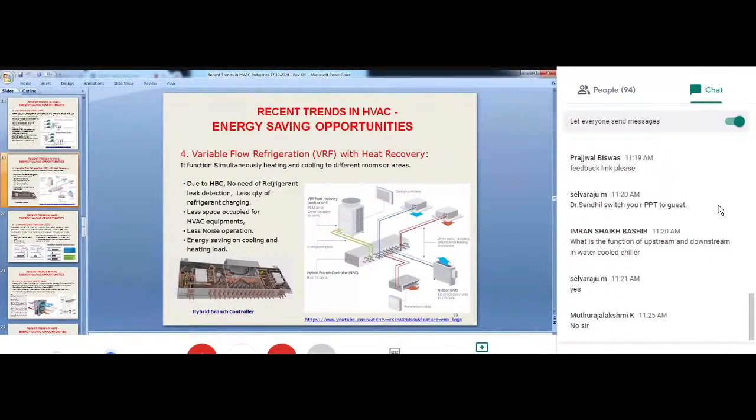In this VRF, variable flow refrigeration system, if you take, for example, a split air conditioning system in your home, you have an indoor unit which is inside the room, and an outdoor unit which is kept either on the terrace or wall or wherever it is. There is only an indoor unit and an outdoor unit, connected with the refrigerant piping system.